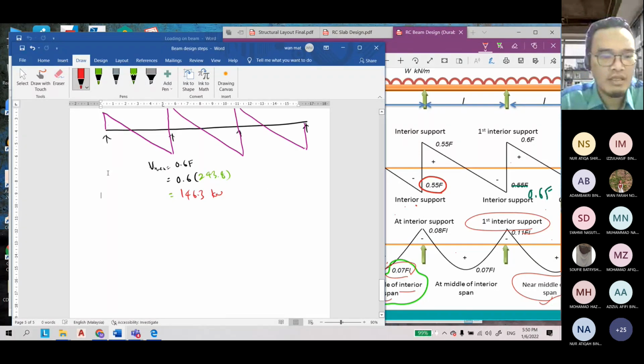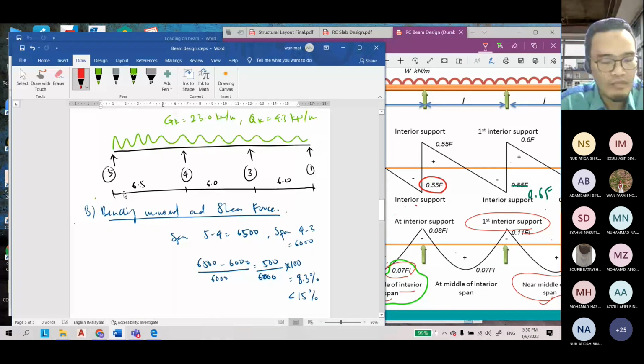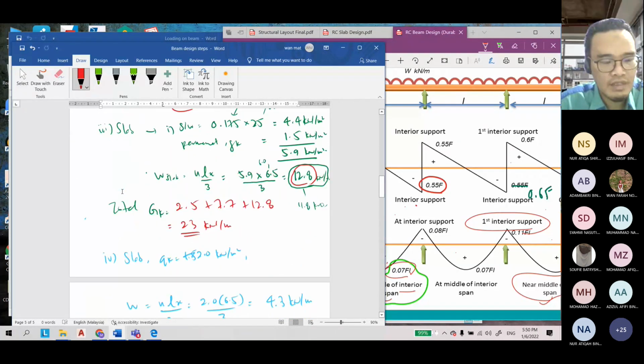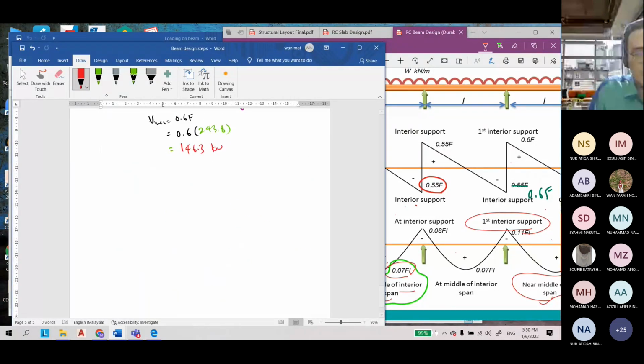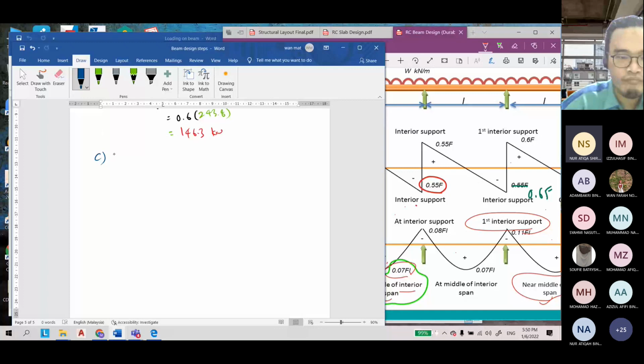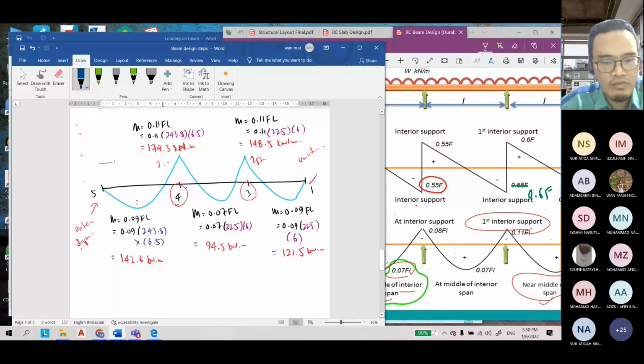And then your step number 3, step C, is deflection. Design the reinforcement first. So you choose which span you want to design.